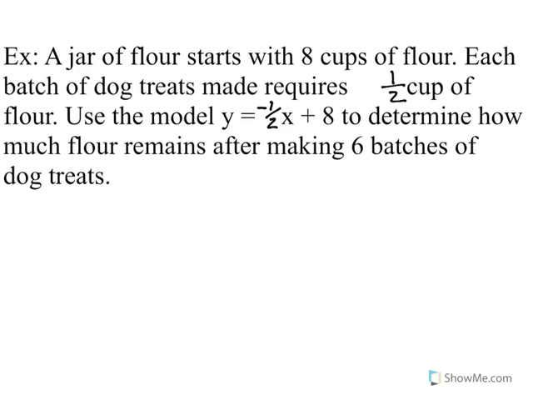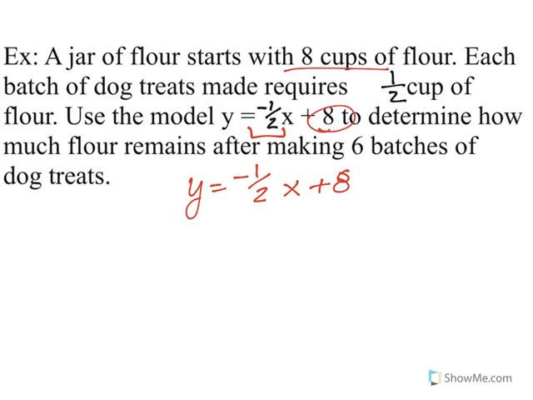A jar of flour starts with 8 cups of flour. Each batch of dog treats made requires half cup of flour. Use the model y equals -1/2 x plus 8 to determine how much flour remains after making 6 batches of dog treats. Now here you'll notice that the slope is -1/2 because we use that flour and it goes away. So because it decreases, we have a negative change over time. And 8 is how much flour we start with. So we are using y equals -1/2 x plus 8.